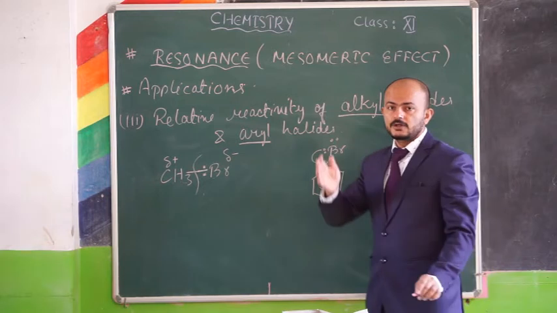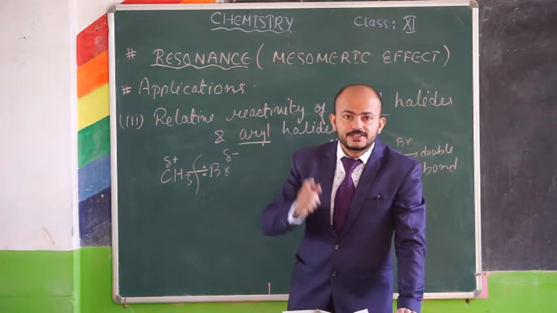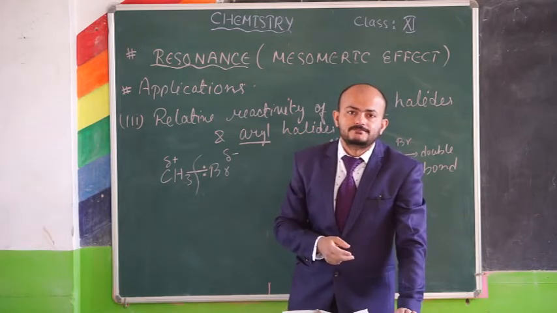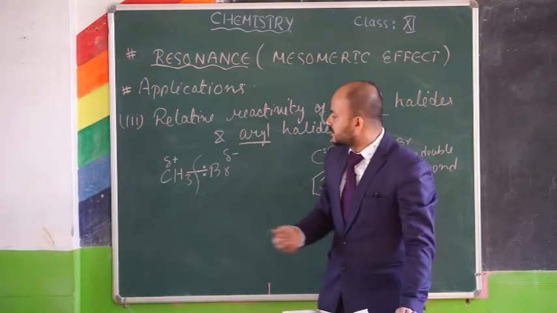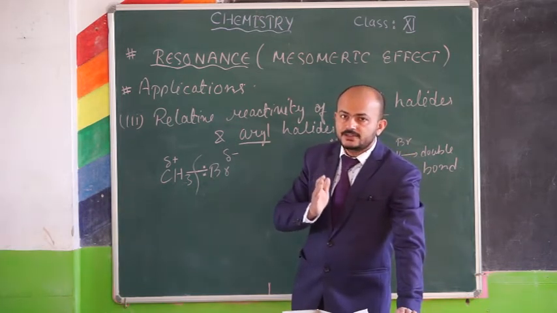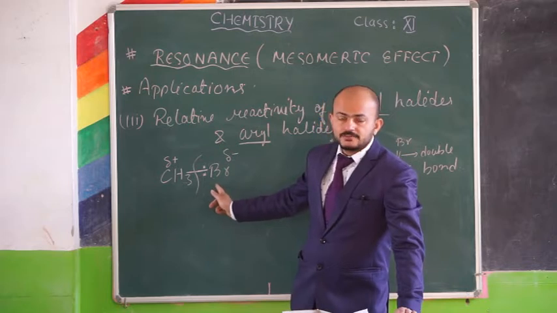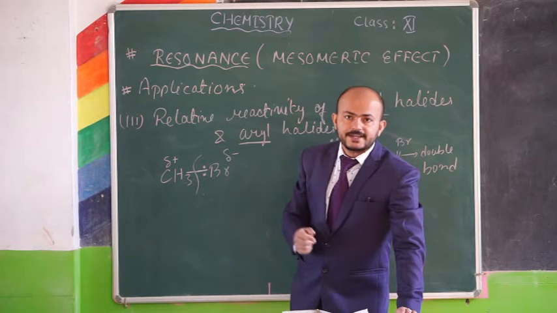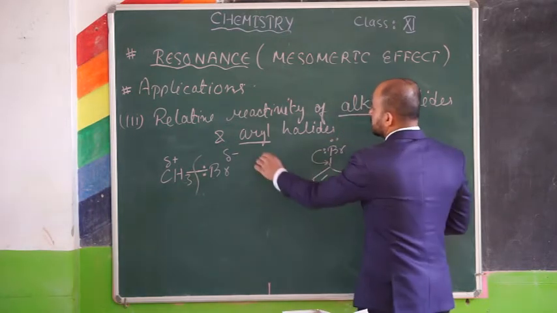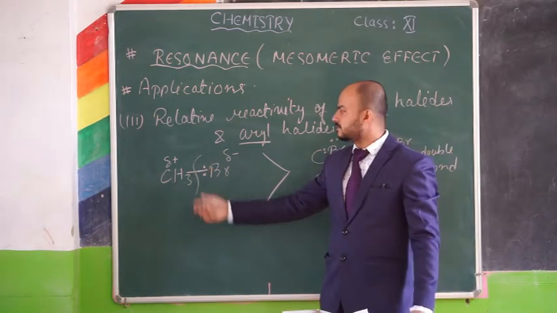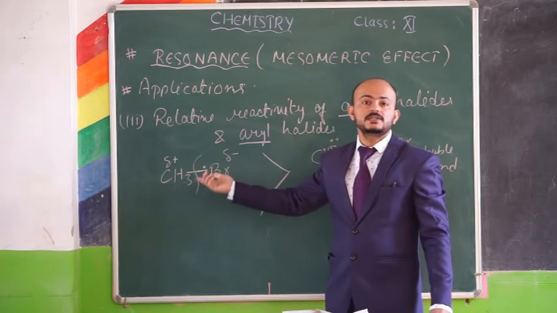So, from your common sense, you can say it. Is it easy to break the single bond, or is it easy to break the double bond? Obviously, it's always easy to break the single bond. And remember what I said at the beginning? I said that the more easily the bond between halogen and carbon breaks, the more reactive it will be. So by now you must have understood which one is more reactive. Obviously the alkyl halide is more reactive. Why? Because it has a single bond, and that too is a polar bond.